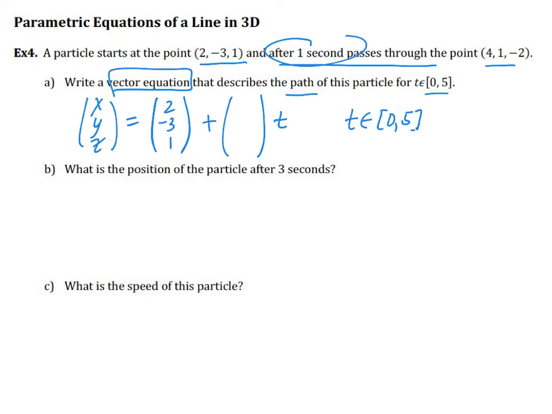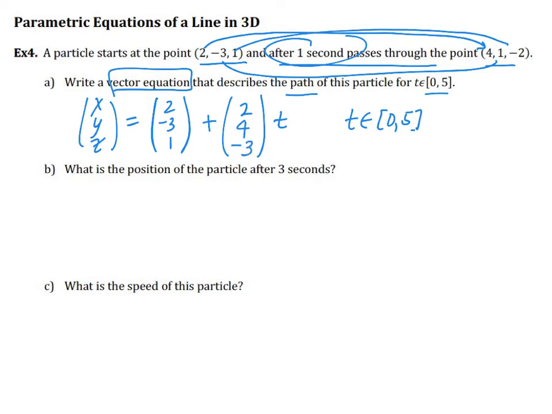Well, we know after 1 second it went from this first point to this second point. So I went from 2 to 4, so that was positive 2 units. I went from -3 to 1, so that was up 4 units. And then I went from 1 to -2, so that was -3 units. So this is our vector equation, which represents this path.